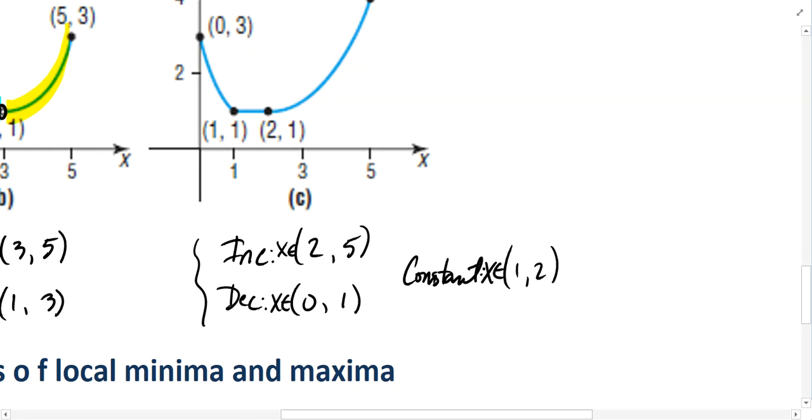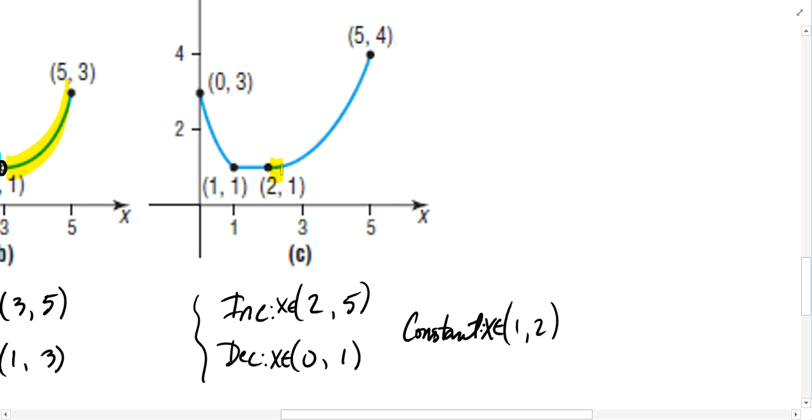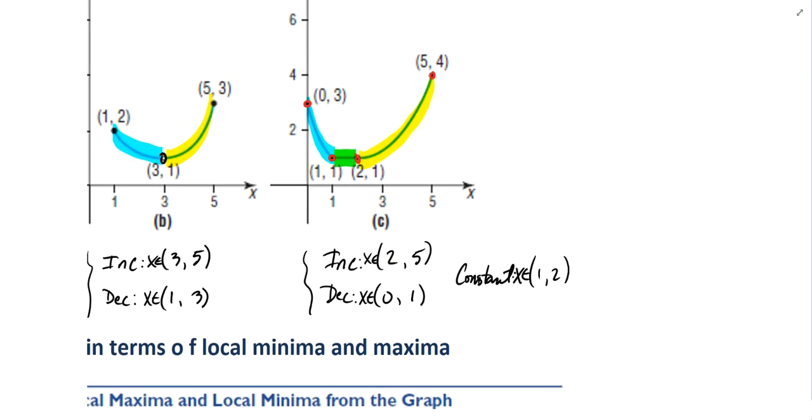And in our final example here, we're increasing from an x value of 2 to 5, decreasing from an x value of 0 to 1, and then we remain constant from x values 1 to 2. Again, I did not include the transition points or the endpoints of this graph for our notion of increasing, decreasing, or remaining constant. And I think these solutions would be satisfactory on any test or quiz.